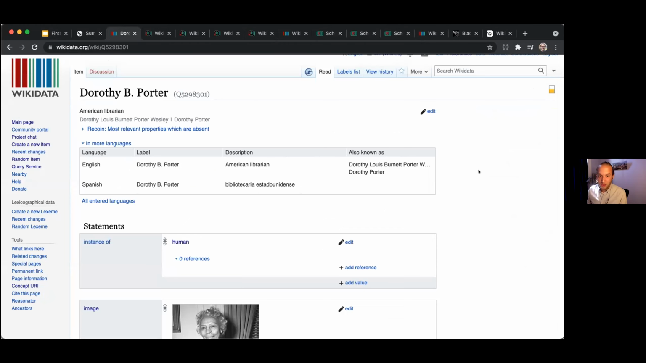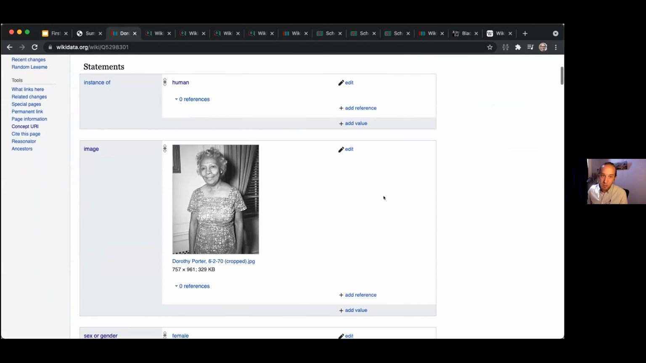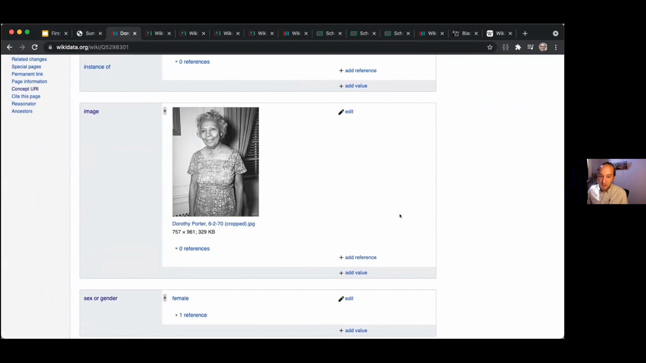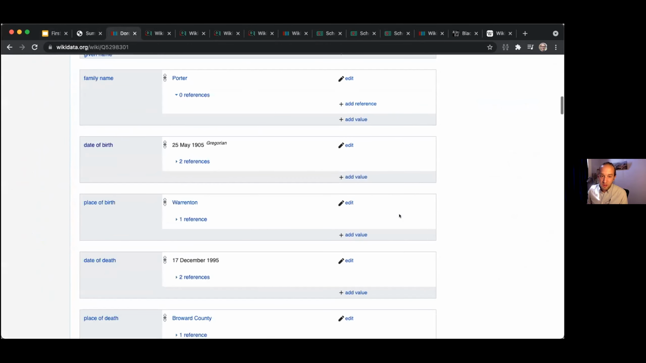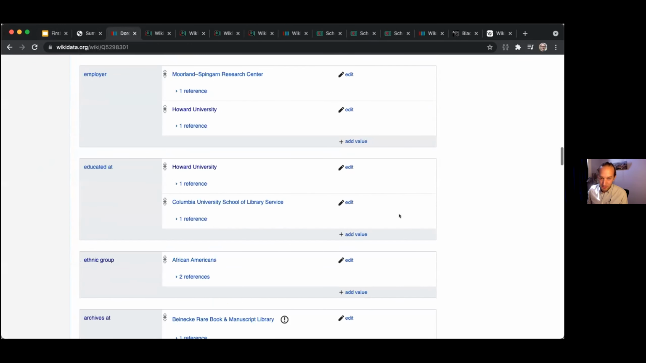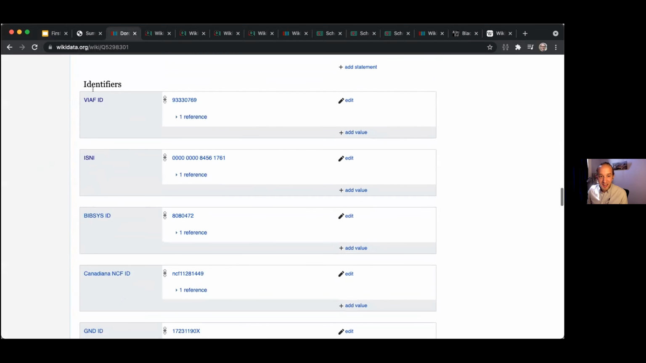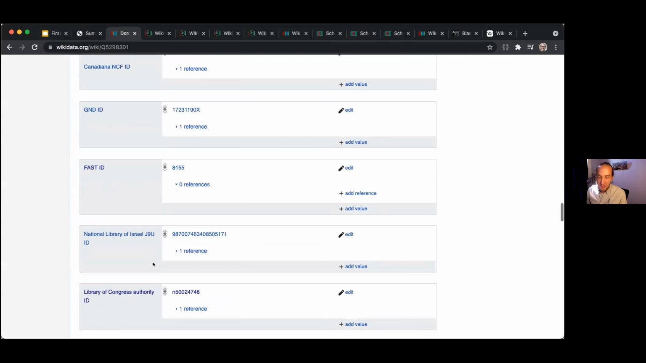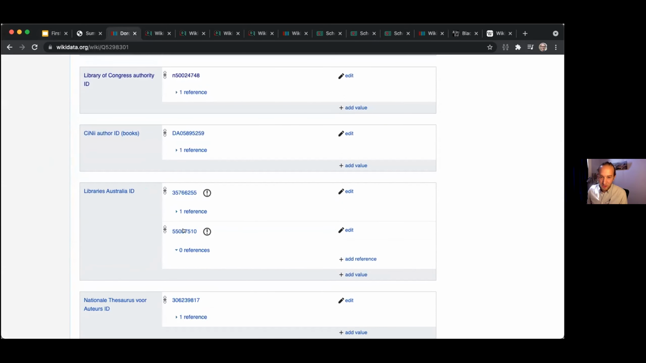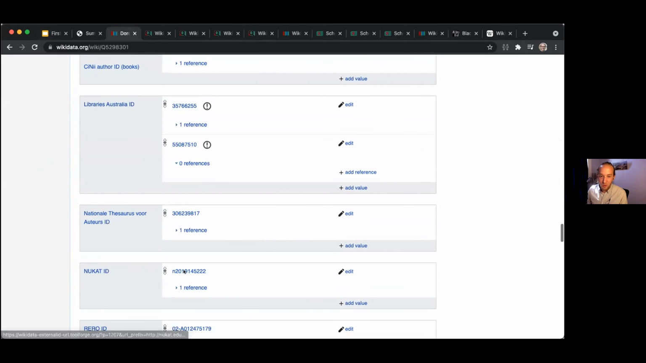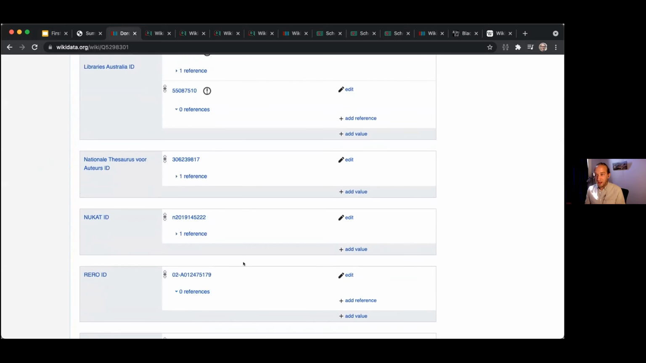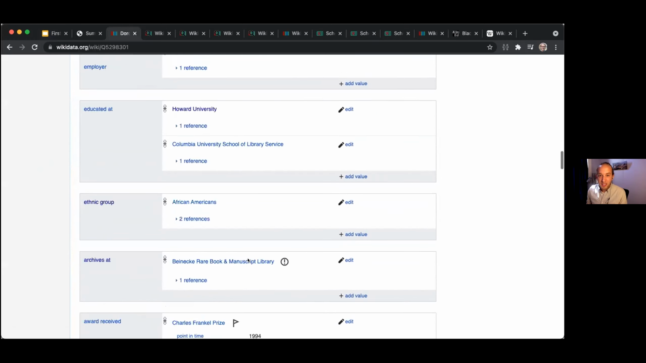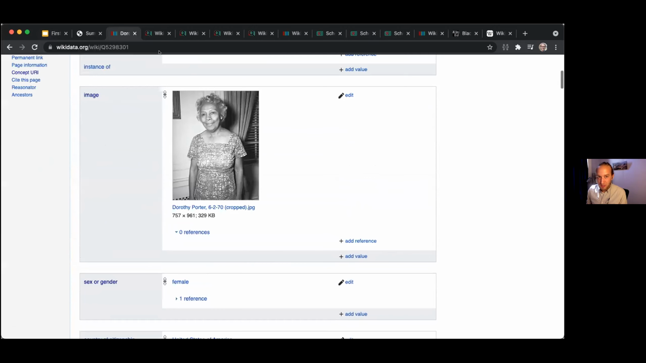And I just wanted to share this with you to show you what it looks like. So here is her picture. Here's a set of statements describing her. And if we scroll all the way down to the bottom, sorry, there's a lot of information here. You can see that there are these identifiers which connect to different libraries and museums and institutions across the world. So if we click into this, it would take us through to these other websites and resources that talk about her. So it's really easy to grab a lot of information about her.